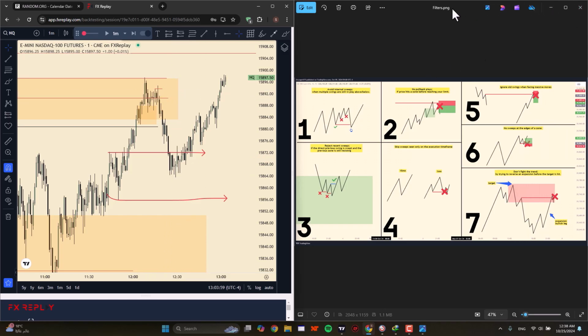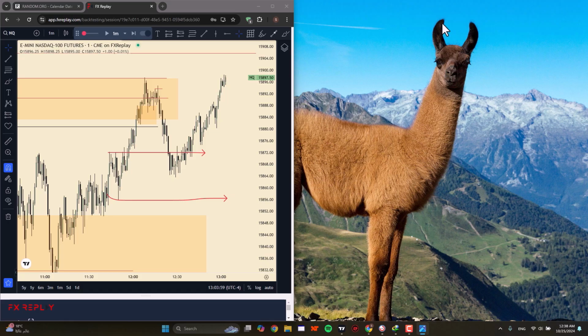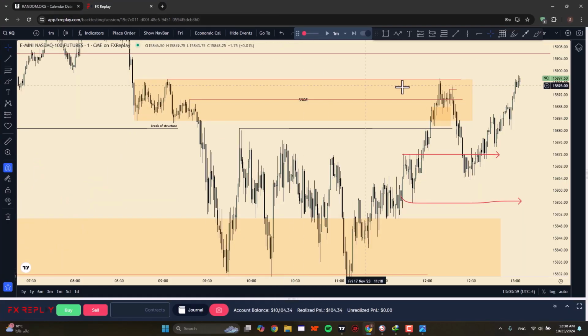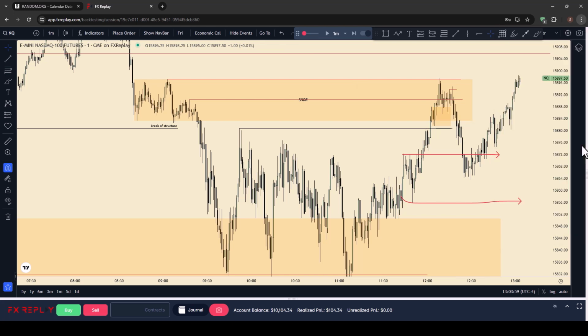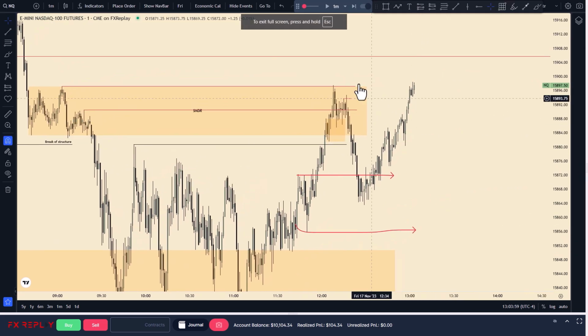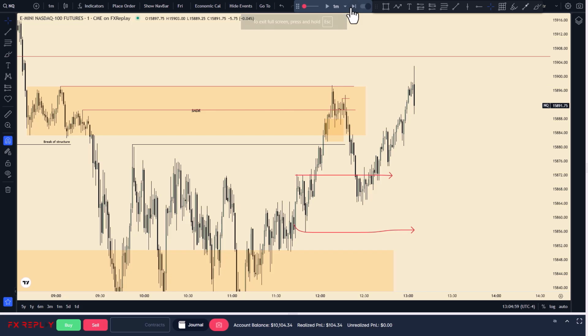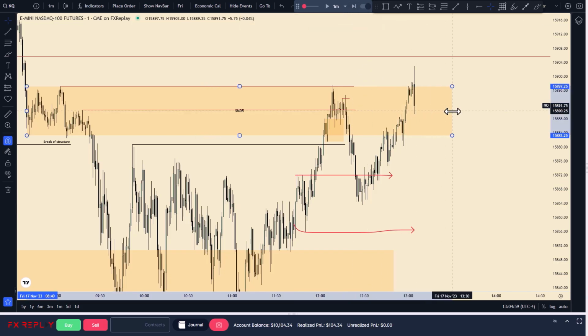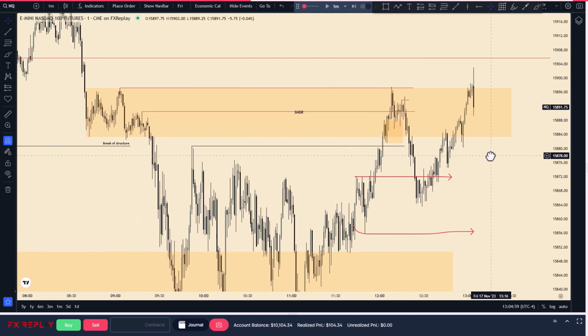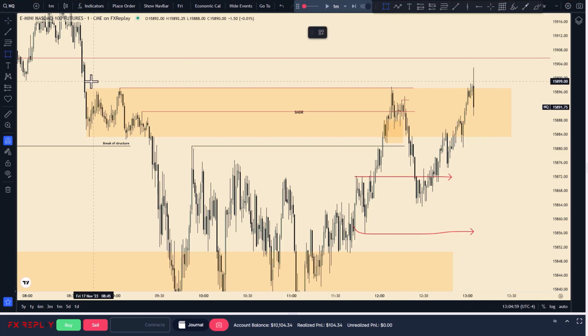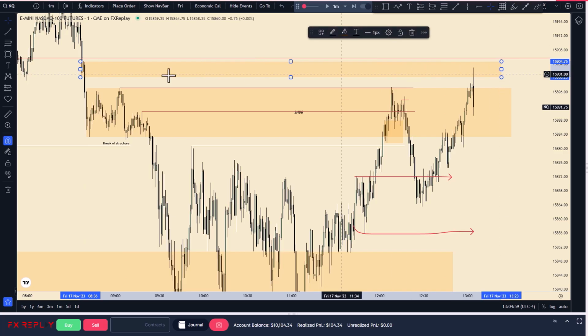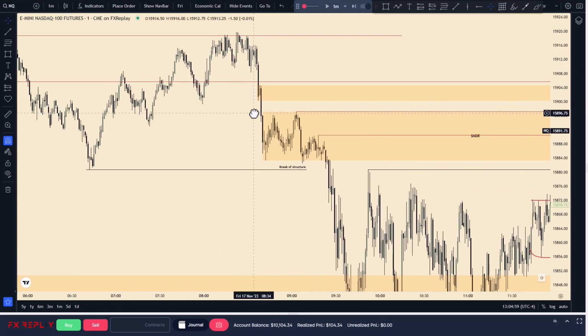Let's remove the filters for now. So let's continue. The SNDR is still pushing price to the downside. But you can see that we tapped into this. Can you guess what this is? I didn't see it before.